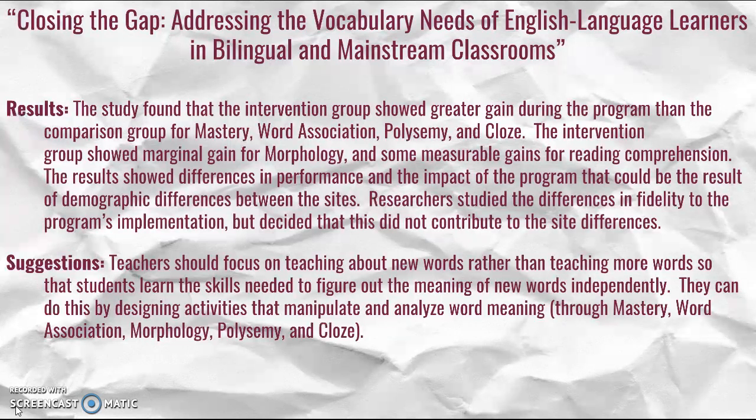The fidelity of instruction was considered, but the researchers concluded that these did not contribute to performance differences. The results led to one key suggestion, and that is that teachers should focus on teaching about new words rather than teaching more new words. This way, students are learning the skills to figure out the meaning of new words independently. This can be accomplished by designing activities that revolve around the vocabulary attributes taught and tested in the study: mastery, word association, morphology, polysemy, and close reading.